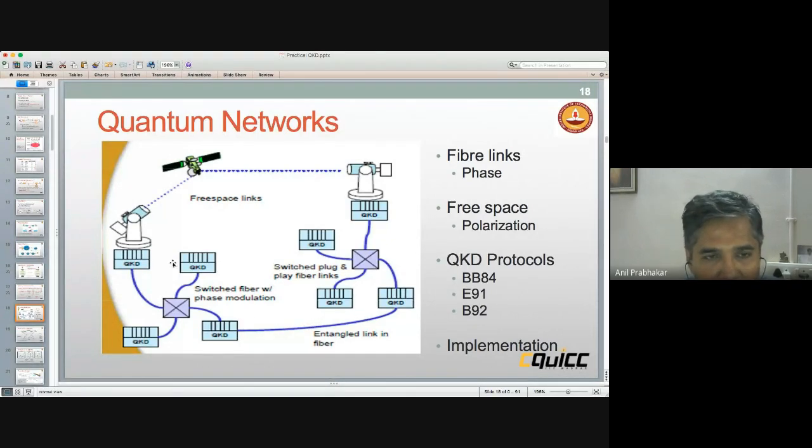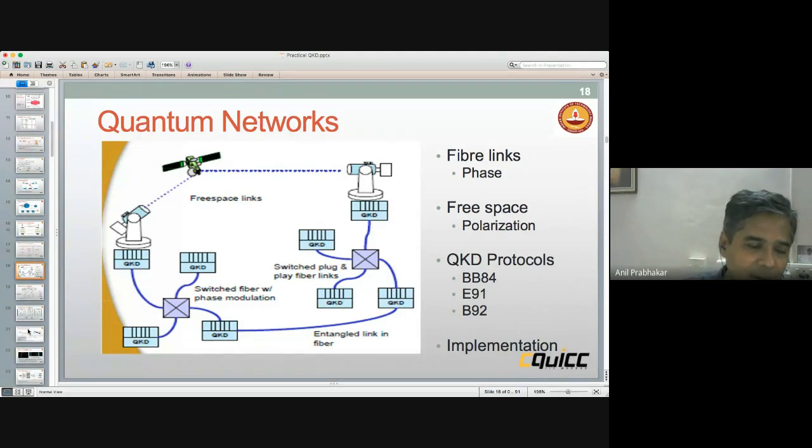And the protocols are all different. So the most common protocols are BB84, E91, B92, and variations of those. Okay. So this was sort of the background, and I'm now going to take you back to the physical layer and say, okay, how do we actually do something like this?